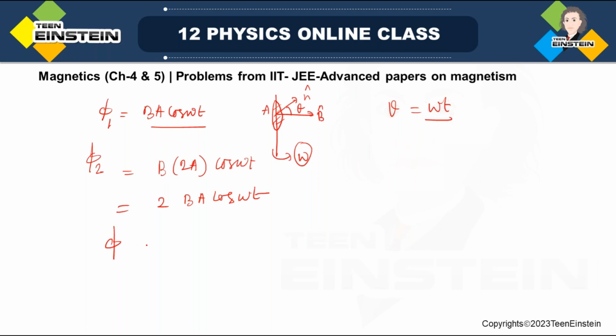And so what will be the total flux? So total flux could be 3BA. I'm sorry, this we have to see how it is the total flux, how the total flux will be.